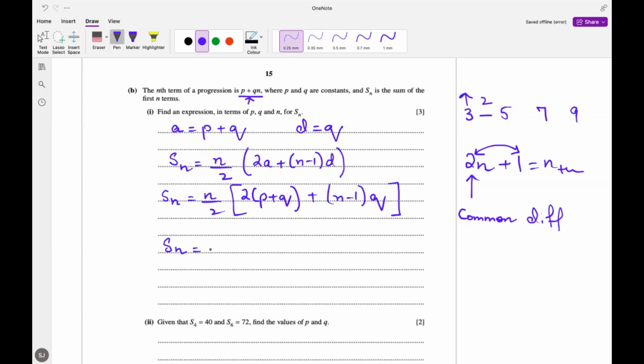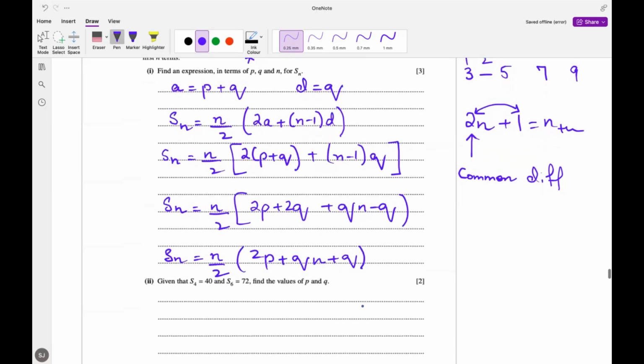Simplifying this, we'll get the sum of n terms is equal to n upon 2 into 2p plus 2q plus qn minus q. So 2q minus q will become q. So finally, this sum of n terms can be written as n upon 2 multiplied by 2p plus qn plus q.